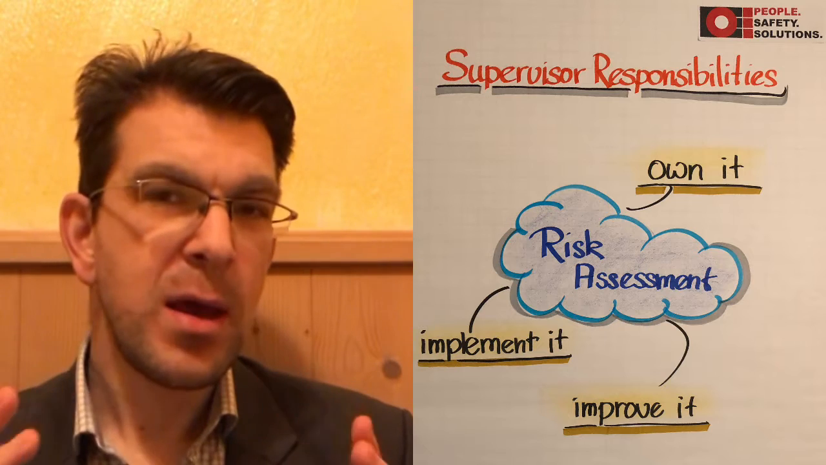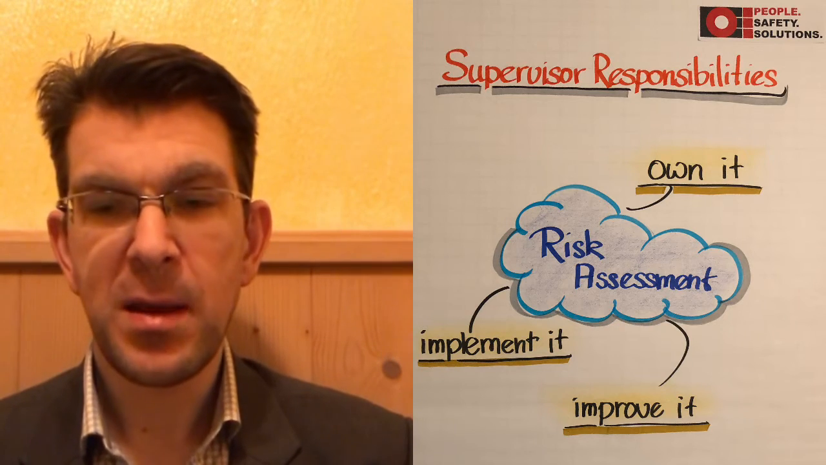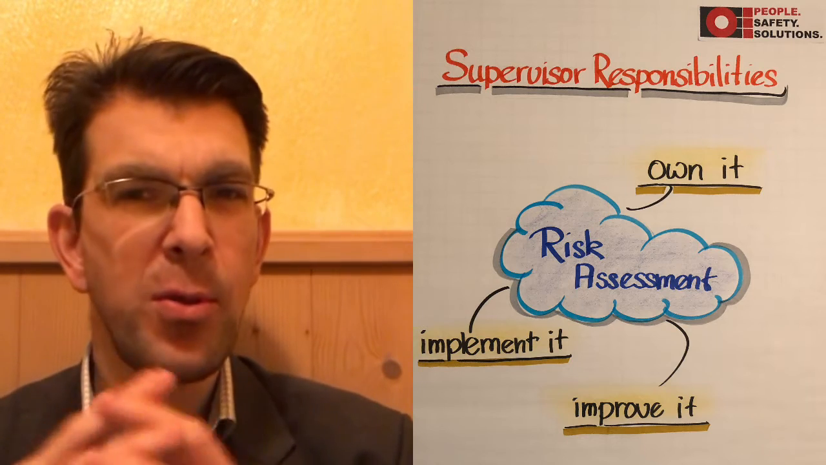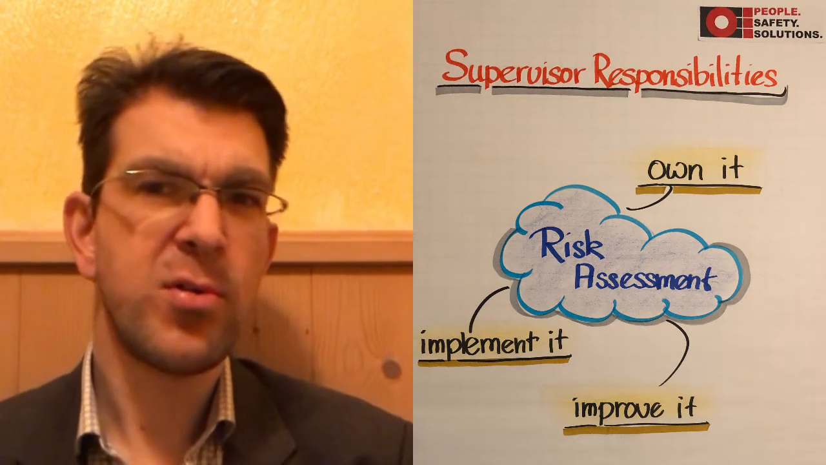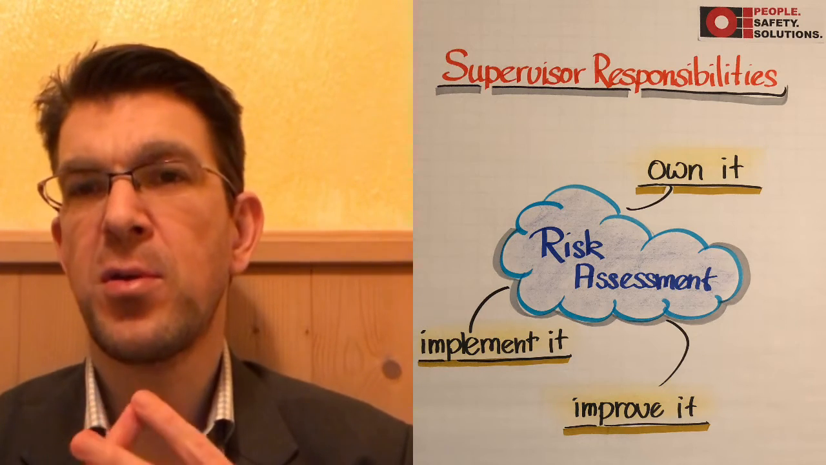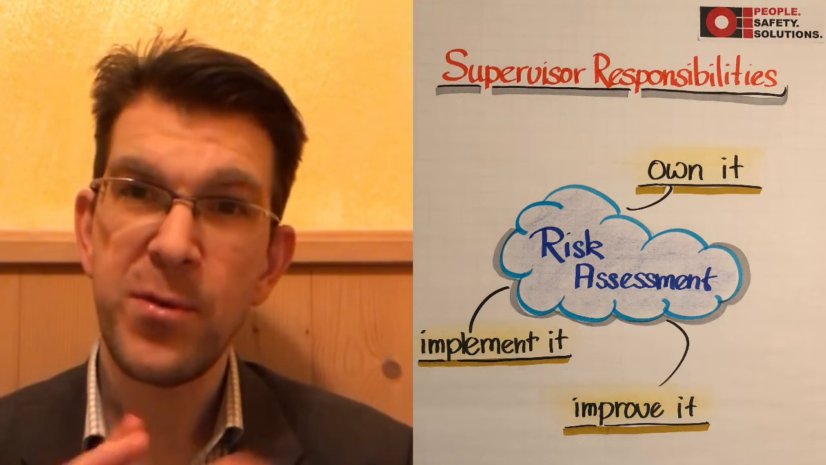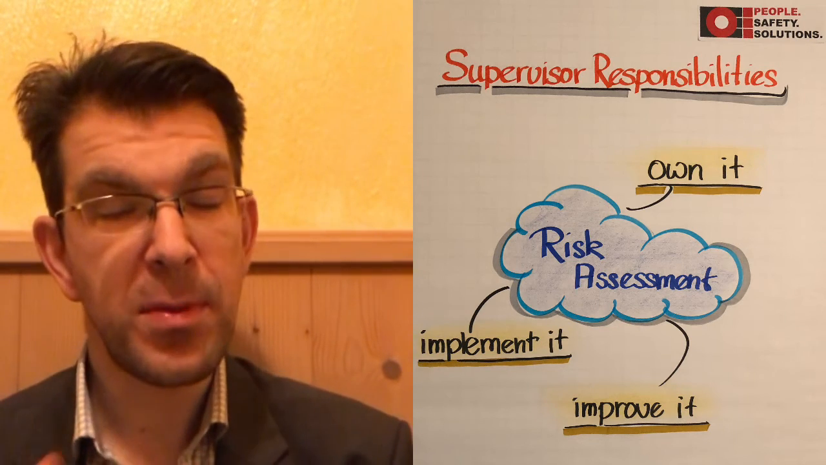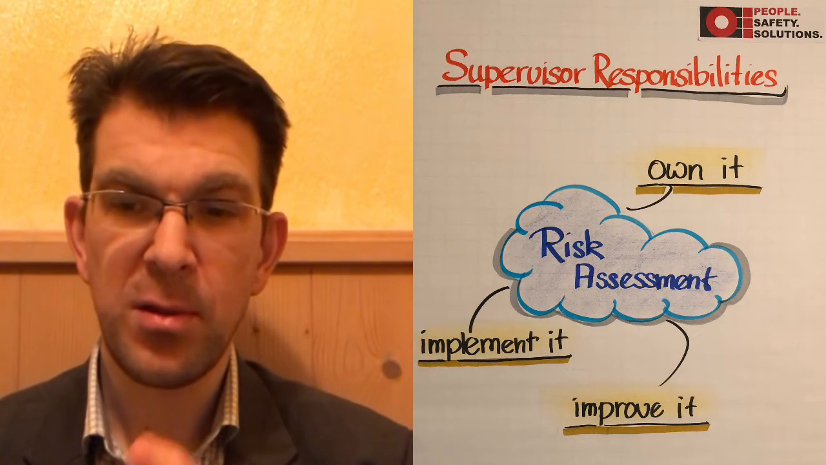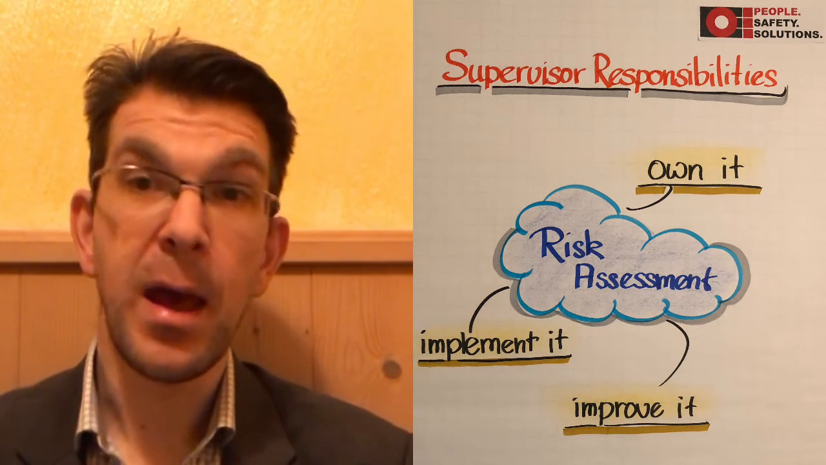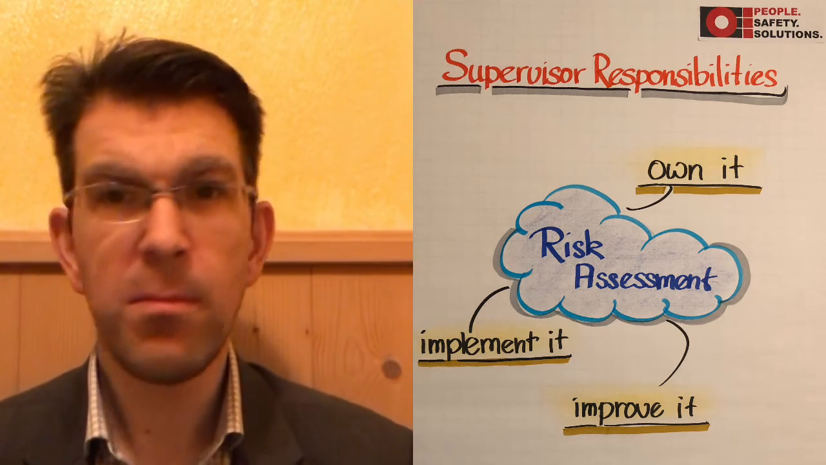So, bringing it all together: supervisor responsibilities, drilled down to the very core, are to own the risk assessment, implement the risk assessment, and improve the risk assessment on a continuous basis. So if you delegate supervisor responsibilities in written form, make sure that these things are included. It all deals with the risk assessment: owning it, implementing it, and improving it. If you've done this, 80% of the job is done.